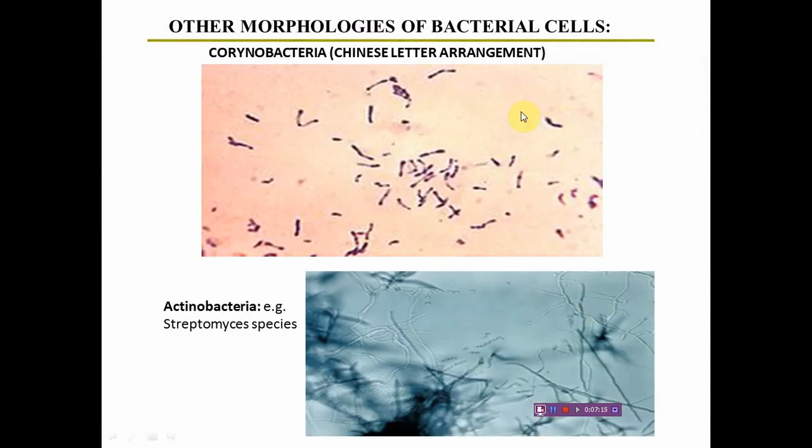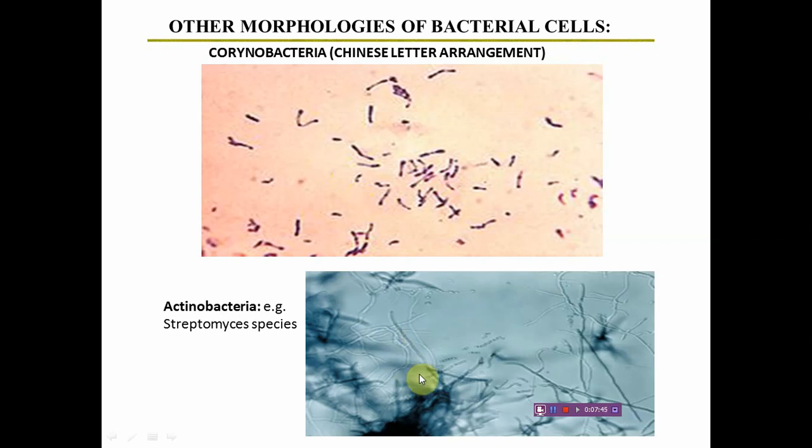There are some other morphologies which we see in case of bacterial cells. Sometimes the bacteria, they exist in a characteristic arrangement, which is called the Chinese letter arrangement. The cells overlap over one another, forming the characteristic Chinese letter like arrangement. This arrangement is a characteristic property of Corynebacteria. For example, Corynebacterium diphtheriae, causative agent of human diphtheria infection.